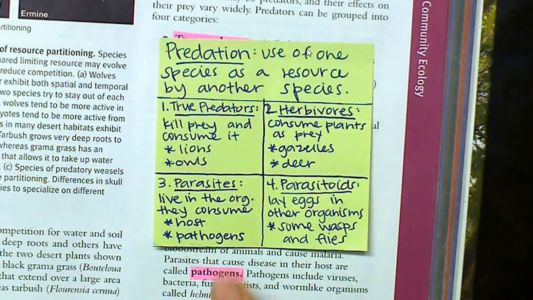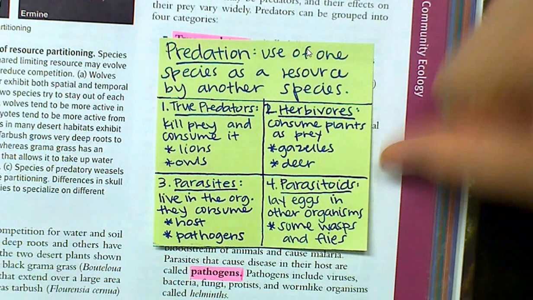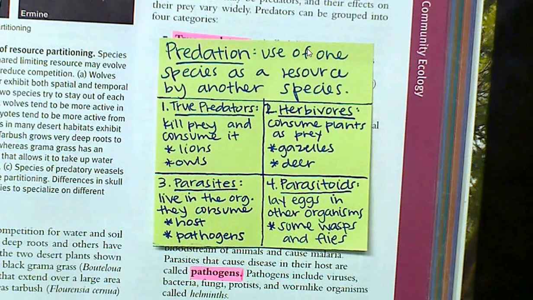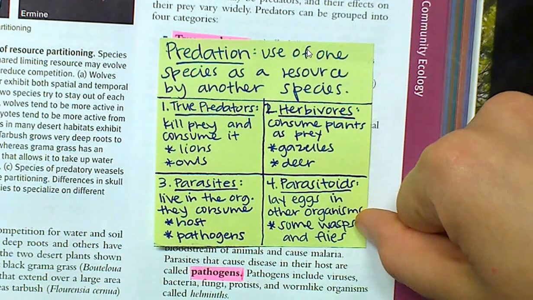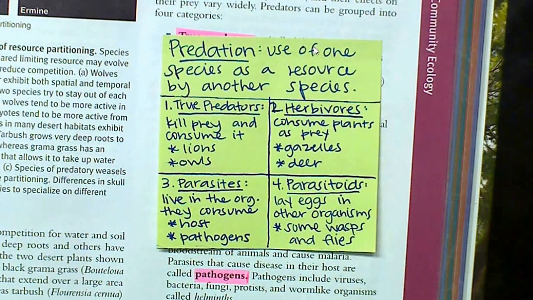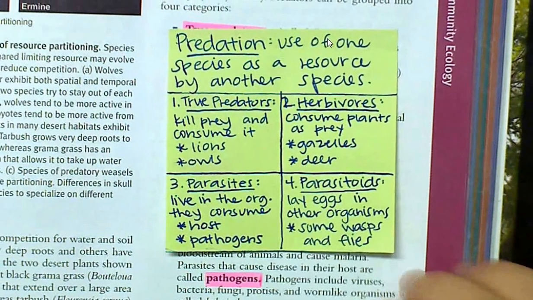Okay, and then our last kind of predator is a parasitoid, and those are those crazy animals that end up laying eggs in other organisms. A lot of fly species and wasp species especially are parasitoids. So gross, okay, but it's actually a form of predation, which is an interesting fact.